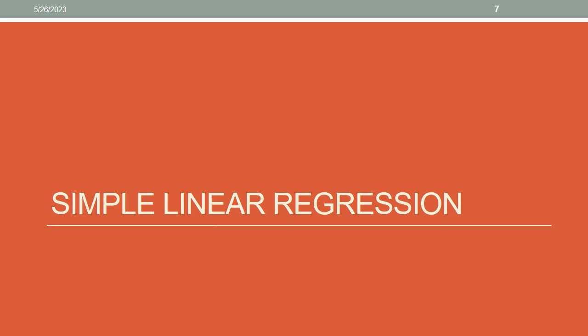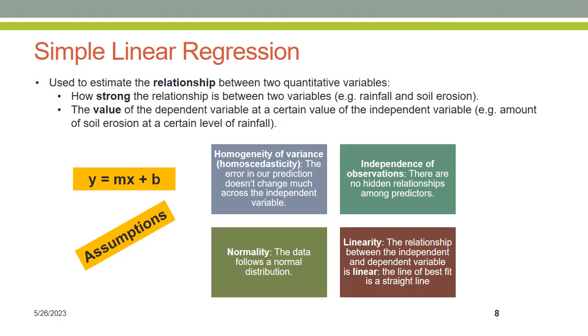So let's look at simple linear regression now. We use simple linear regression to describe the strength of the relationship between two variables. We can also use it in order to predict the value of the dependent variable at a certain value of the independent variable sometime in the future. This here is our basic equation, and in order to arrive at this equation, we have a number of assumptions.